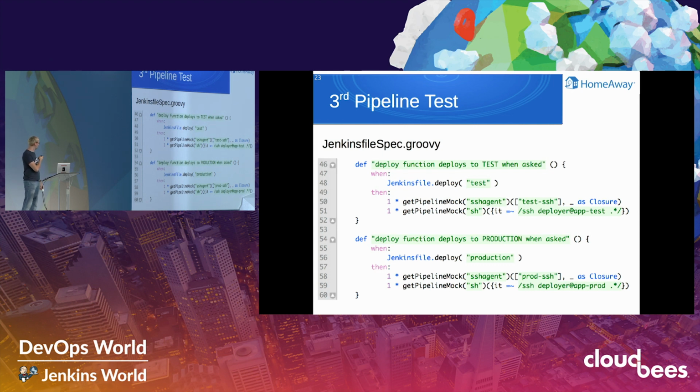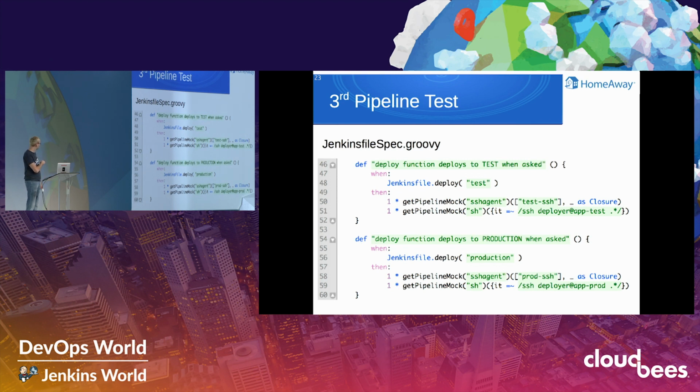So let's test that when we ask for a deploy to the test environment, that's what we get. And when we ask for a deploy to the production environment, we get that. So we call Jenkinsfile.deploy, because Jenkinsfile is a Groovy script, and we defined a method in there. And we don't have to run the whole script. We can just call that one method when we're testing it to just see what that one method does.